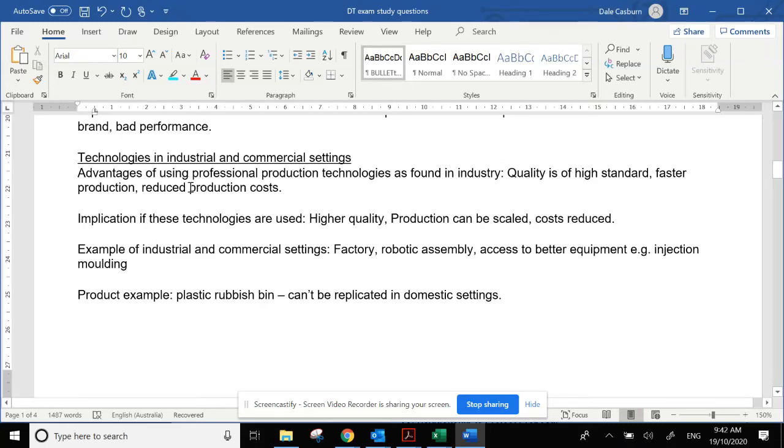All right, back with a little bit more on the HSC exam revision. So, technologies in industrial and commercial settings.